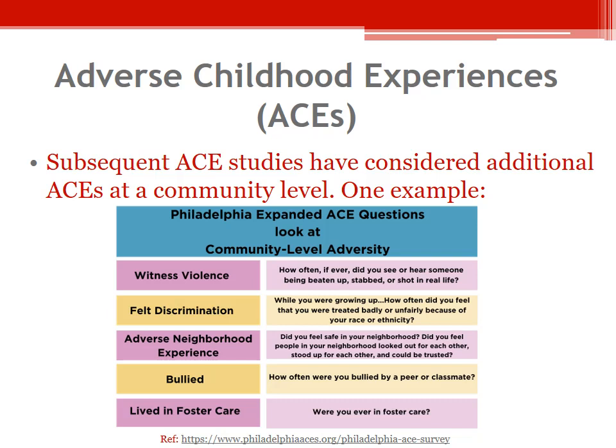If you witnessed violence, it didn't have to be in your household, it could just be in your neighborhood or your community. If you've known someone to be beaten up, stabbed, or shot in real life. If you felt discrimination. If you ever felt you were treated badly or unfairly based on your race or ethnicity. If you had any kind of adverse neighborhood experience, such as feeling unsafe in your neighborhood, feeling like people in your neighborhood were not looking out for each other, could not be trusted. If you were ever bullied, again, we're talking about outside of the household by someone like a peer or a classmate. And if you ever lived in foster care. Again, these are community level ACEs.